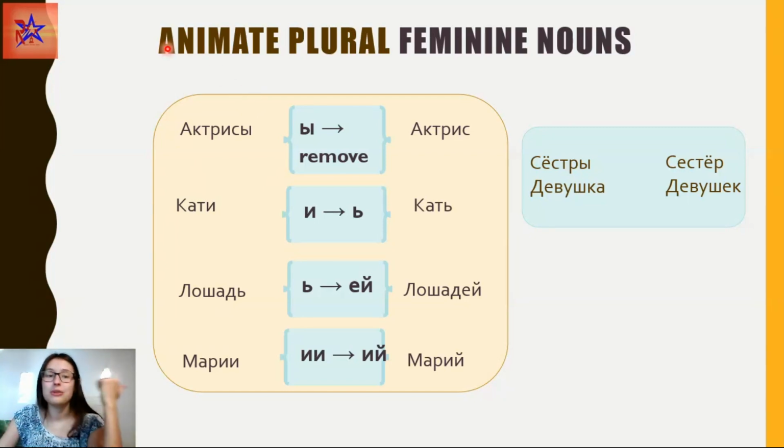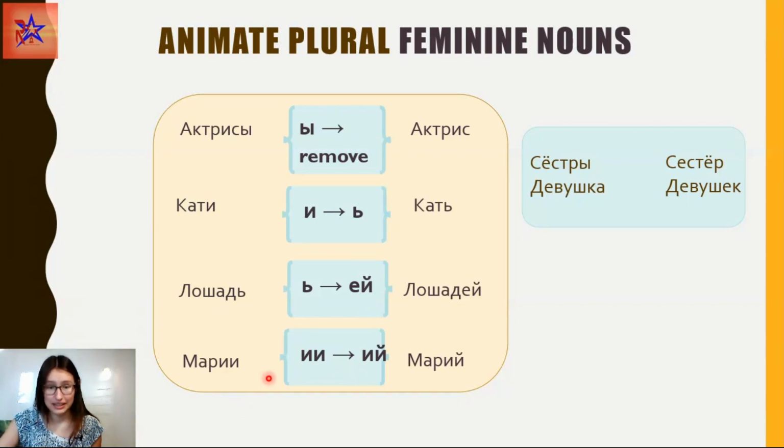Those were the singular ones, and now let's see animate plural feminine nouns. Be careful, animate, not inanimate. Inanimate plural feminine nouns don't change. Актрисы, we remove ы, becomes актрис. Кати becomes Кать, we add a soft sign. You would say, я встретил Кать. That would mean that you saw two, three, or even more girls named Катя. Лошади becomes лошадей, we add ей.